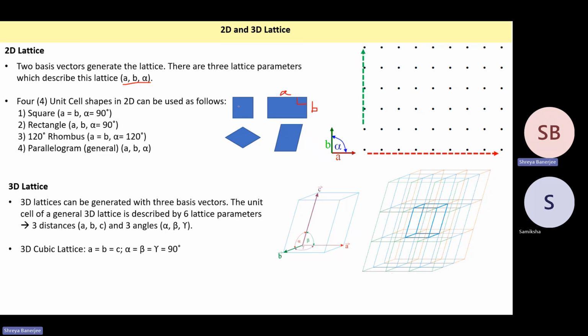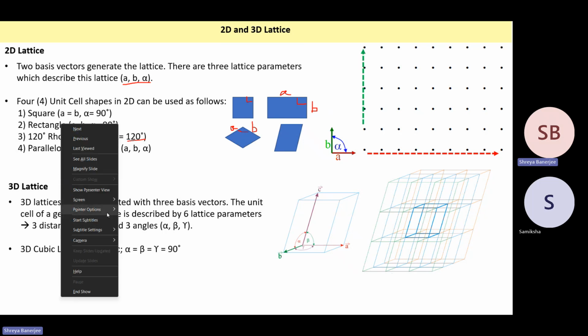Now, 2-dimensional lattice can be of different types. It can be square, it can be rectangle, it can be 120-degree rhombus or parallelogram. So in general, they have different properties. Like in square, both A and B are equal and the angle is also 90. In rectangle, A and B are unequal, but the angle is 90. In rhombus, A and B are equal and the angle between them is 120. And parallelogram is general. It can be anything, the most general kind of 2-dimensional lattice.